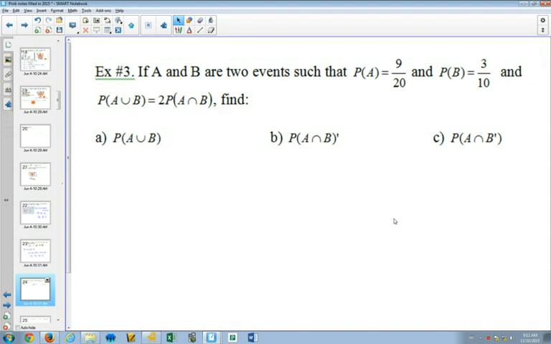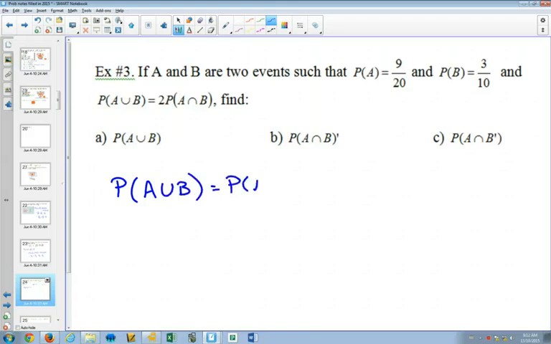Well, we've got our addition rule. We know from our formulas that the probability of A or B is equal to the probability of A plus the probability of B minus the probability of A and B. There's our formula for the probability of A or B. That's our addition rule.